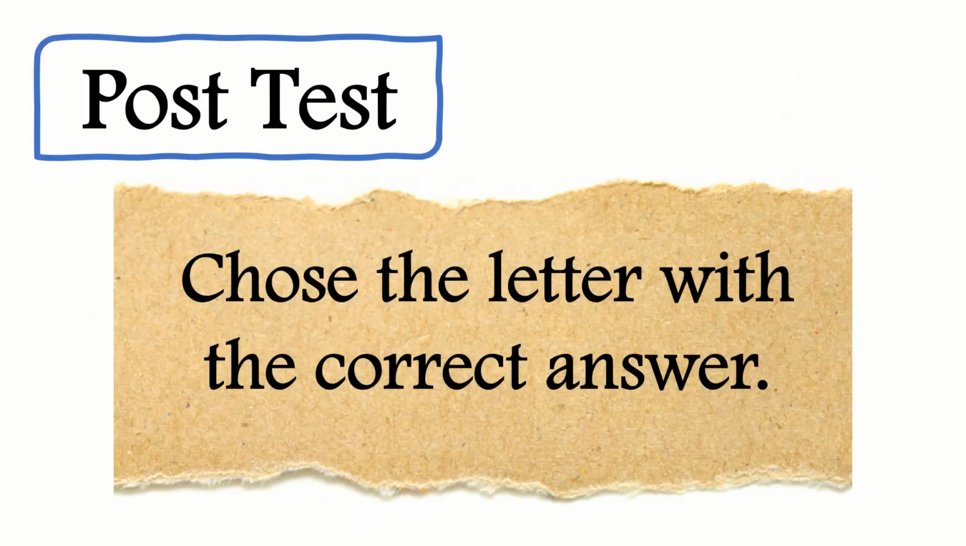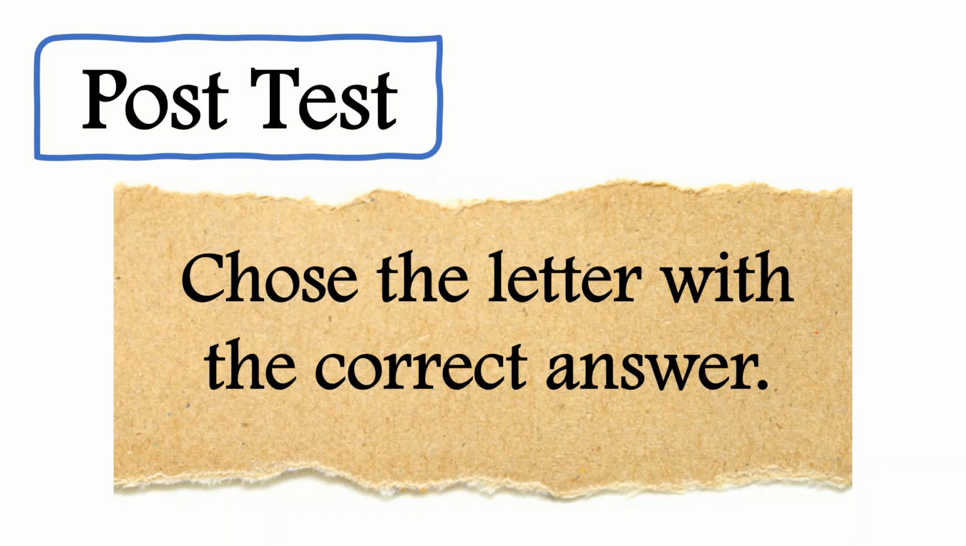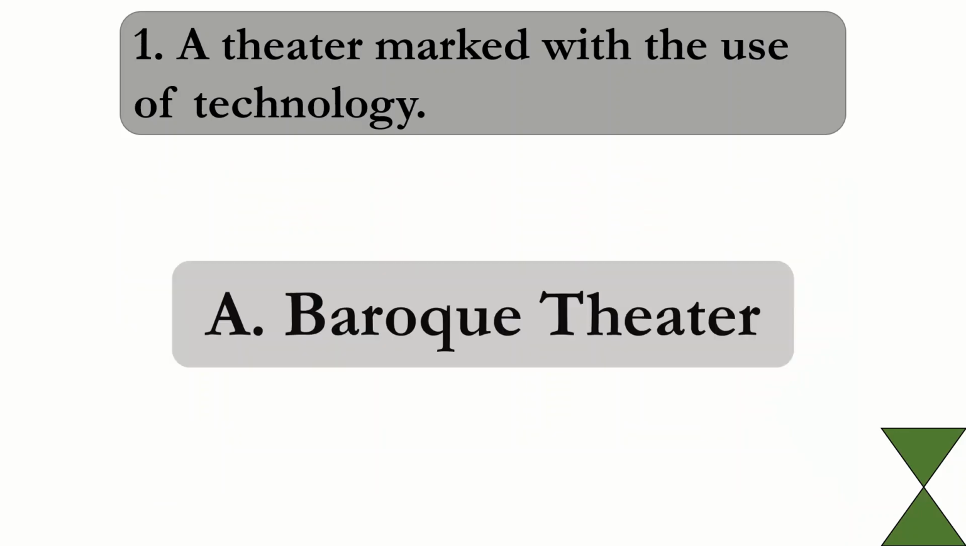So before we end this lesson, let's have our post-test. Choose the letter with the correct answer. Number 1. A theater marked with the use of technology. A. Baroque theater. B. Greek theater. C. Medieval theater. D. Roman theater. The correct answer is A.